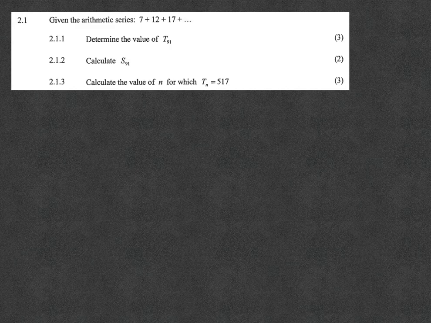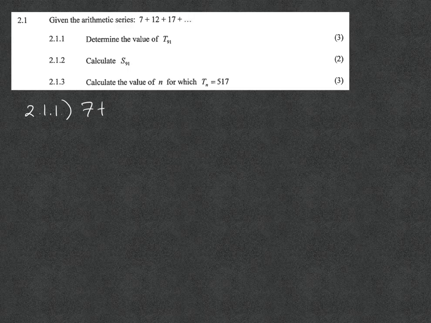2.1.1, what do we got? We have: determine the value of T91, given the arithmetic sequence 7, 12, 17, plus, plus, plus. Okay, this is a series because we're plussing our terms together. So 2.1.1, determine the value of that.